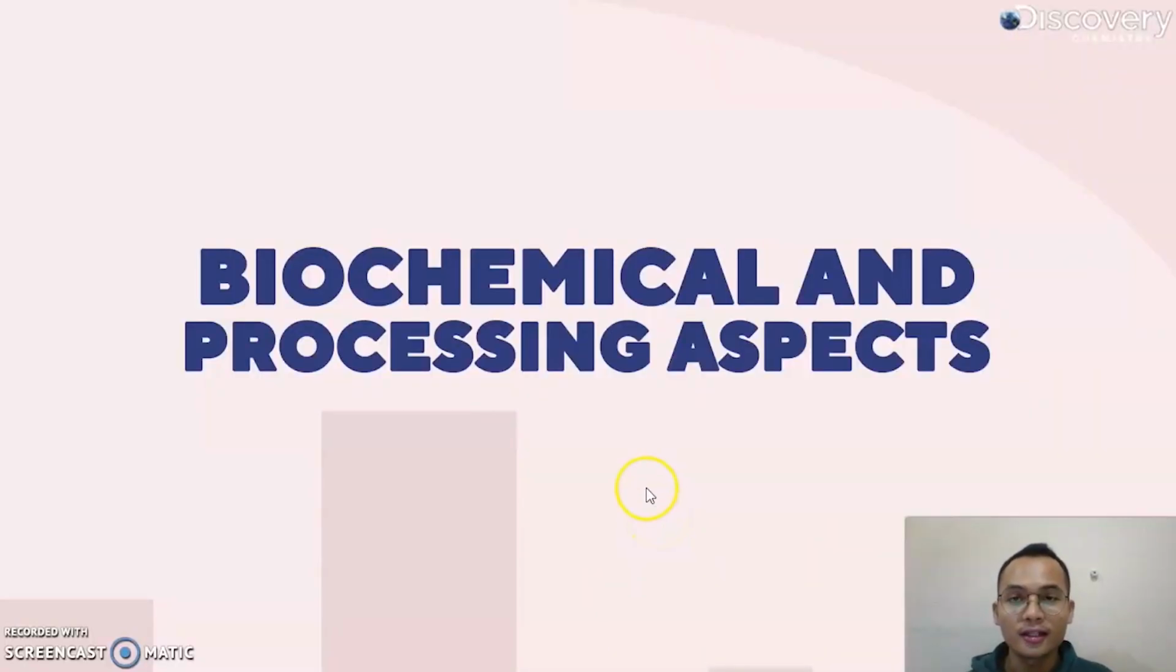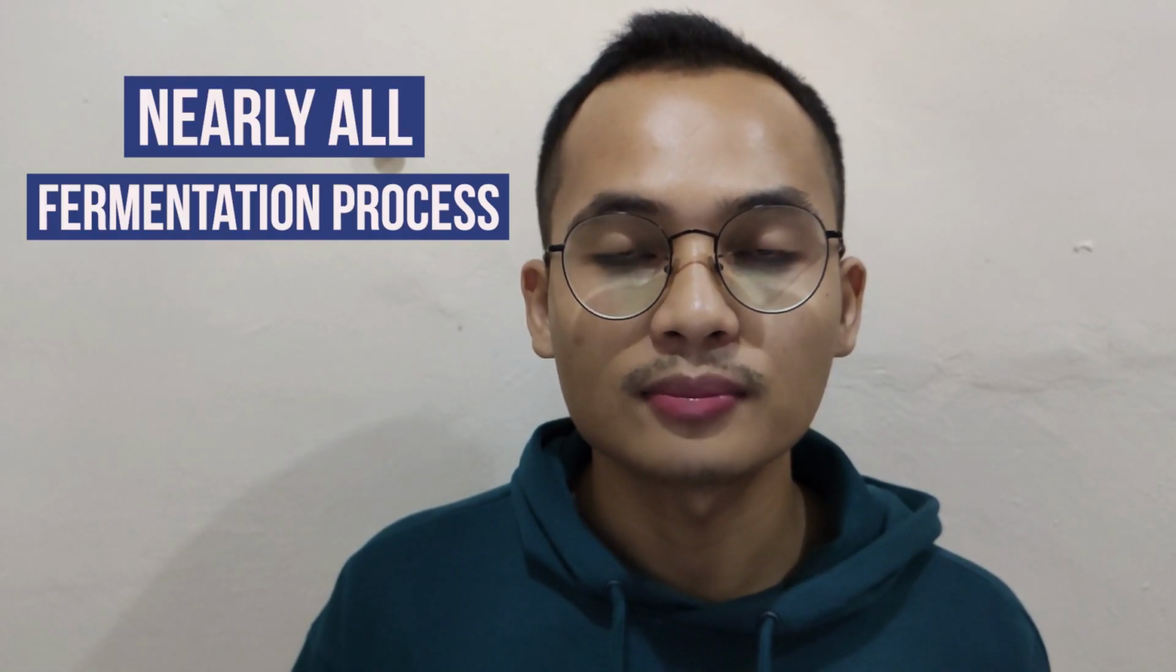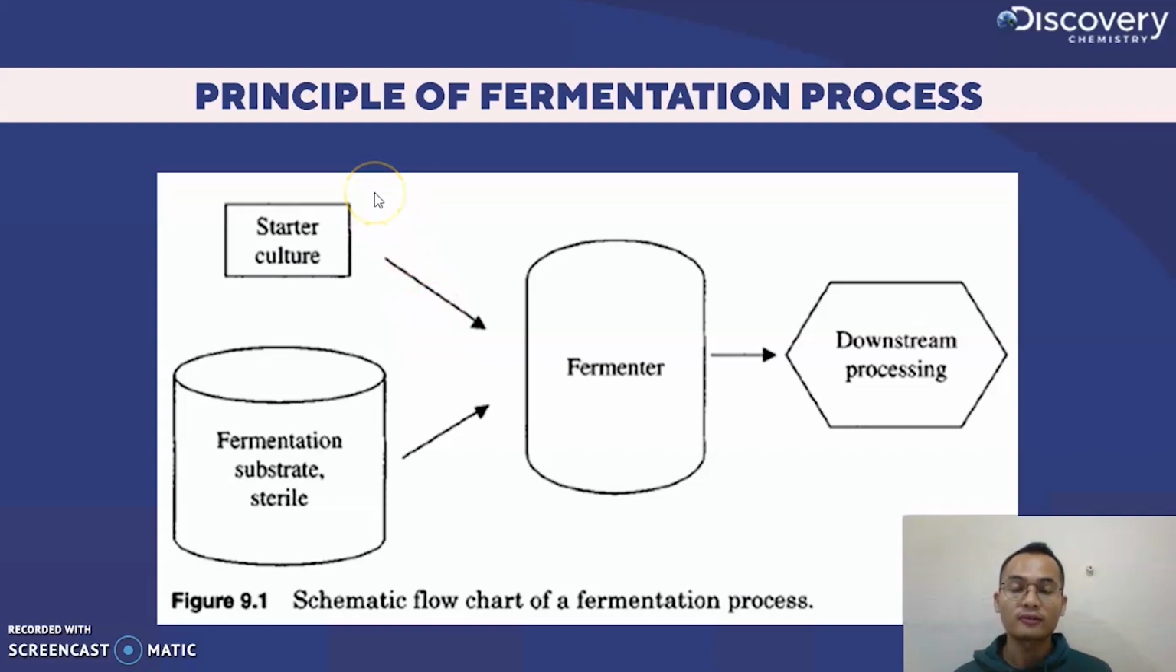Hello guys, okay, let's move to the biochemical and processing aspect of fermentation process. So in this subtopic, we will discuss in detail the principle of the fermentation process. For your information, nearly all fermentation processes follow the same principle, which has 4 main stages: the first one is the starter culture, the second one is the fermentation substrate, the third one is the fermenter, and the fourth one is the downstreaming process.